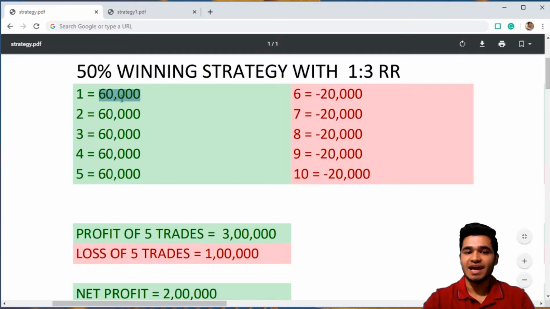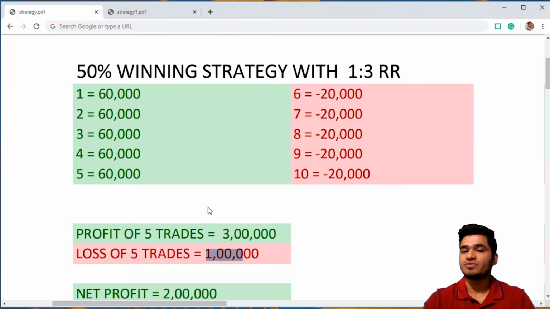Now, when we sum up all the profits from these trades, it comes up to 3 lakhs. When we sum all these losses, it comes up to 1 lakh. And the difference between these two is the net profit, that is your 2 lakhs. Even though you're losing 5 times, you still have a net profit of 2 lakhs, which is really great.